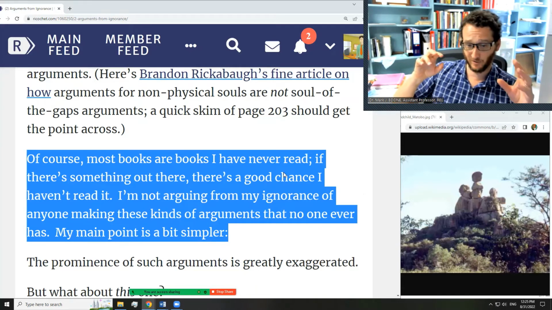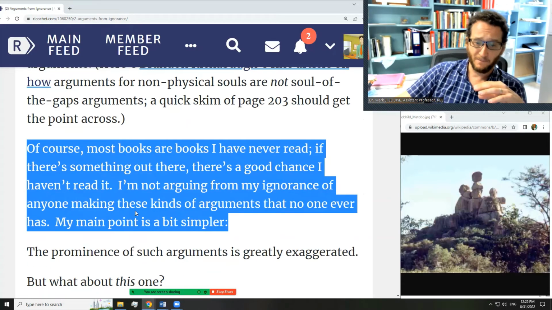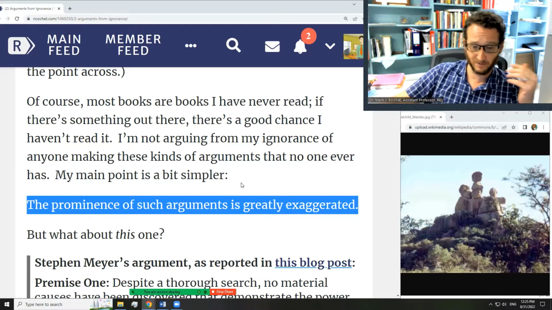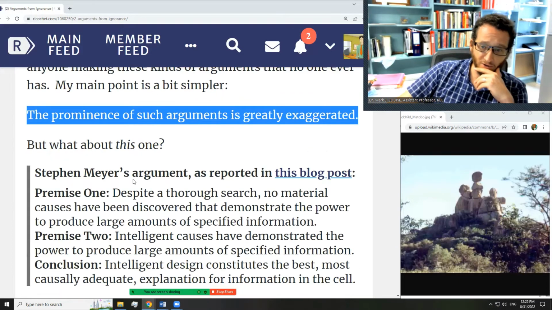So let me state that I hesitate to argue for my ignorance of anyone making these kinds of arguments from ignorance that no one ever has. The main point is simpler. If these arguments exist at all, their prominence must be greatly exaggerated. I've never seen a God of the gaps argument. So there are other arguments of some interest.